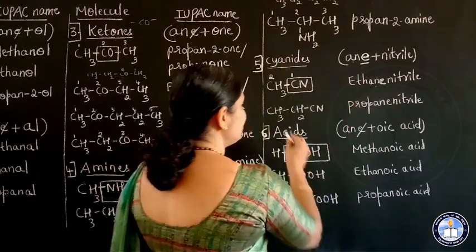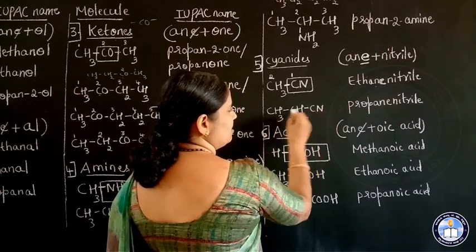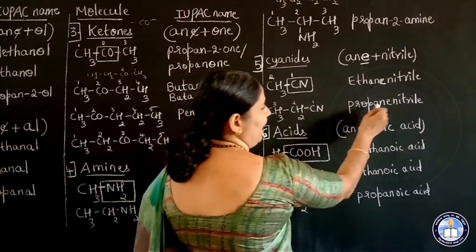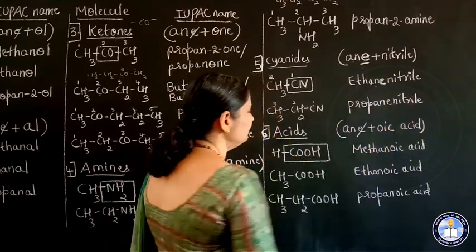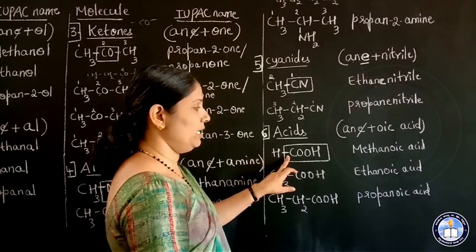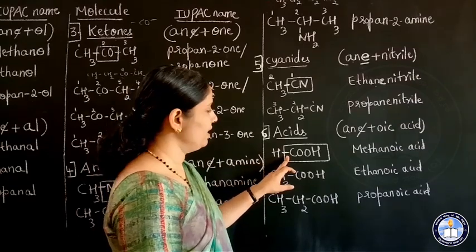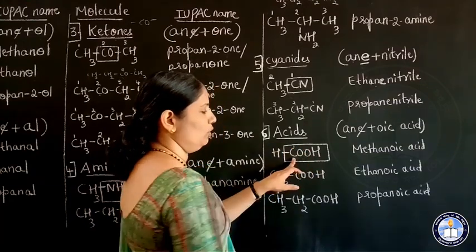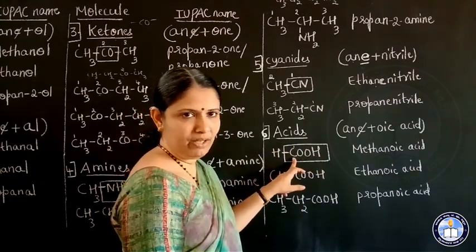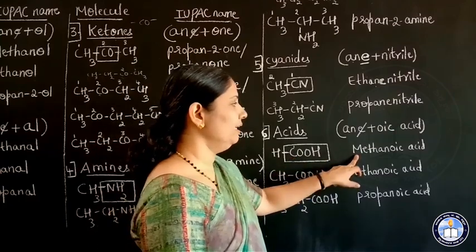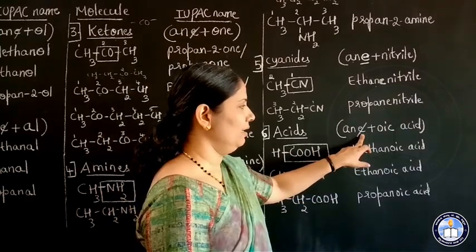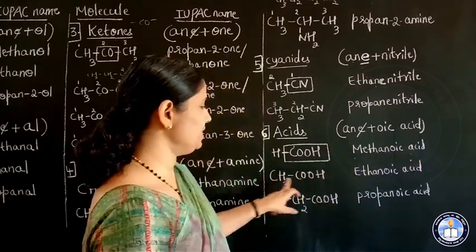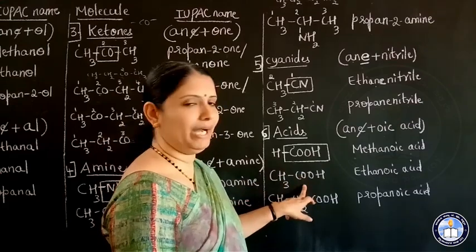Right? Similarly, CH3CH2CN. So total how many carbon atoms? 3 carbon atoms. So propane nitrile. Now acids. So COOH is the functional group. HCOOH. So how many carbon atoms here? Only 1 carbon atom. The carbon atom of the functional group. So meth, replace E by oic acid. So methanoic acid. Similarly CH3COOH, 2 carbon atoms.